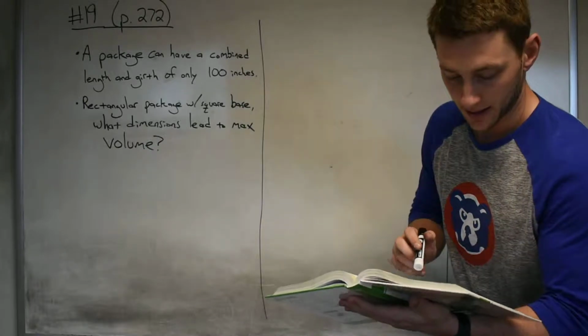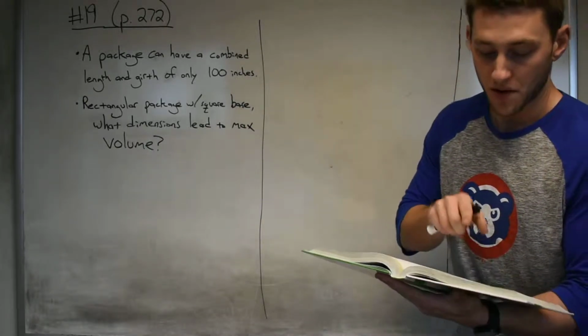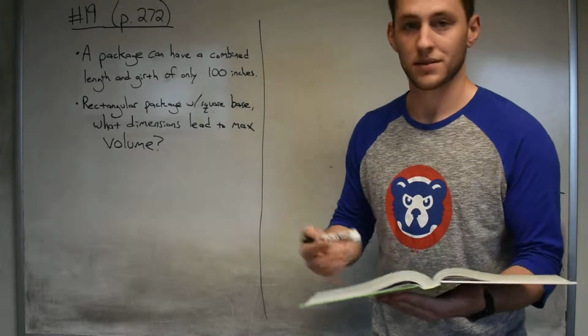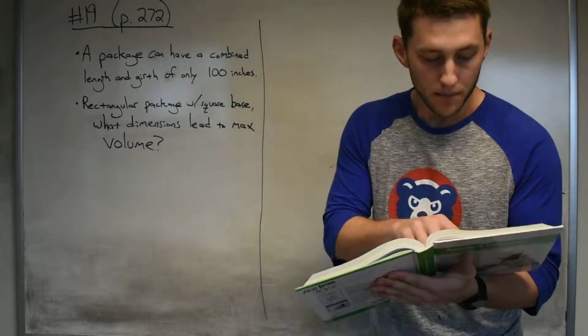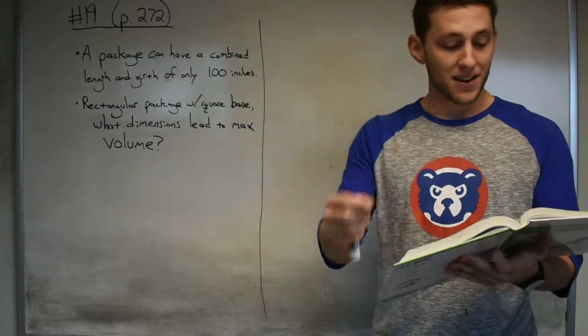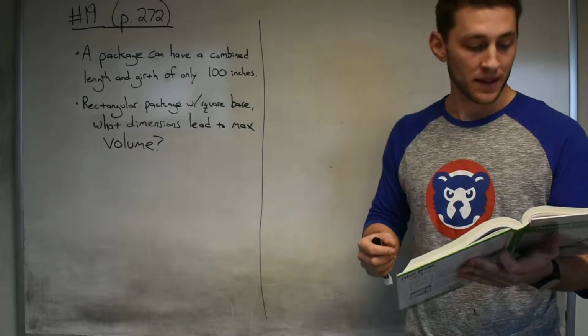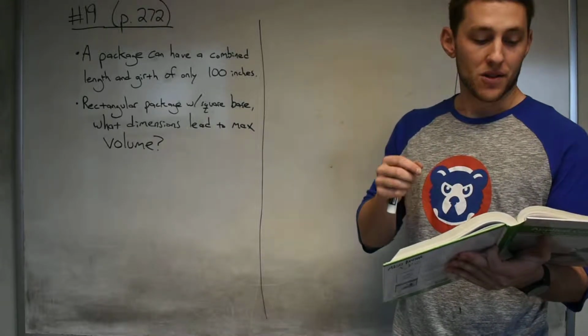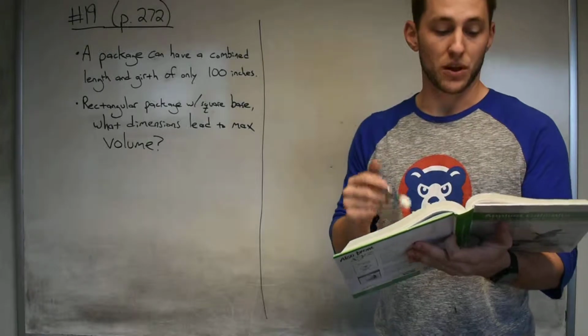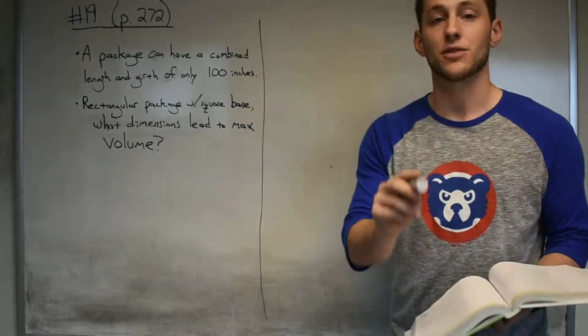Now let's read it. Number 19. Postal regulations specify that a parcel sent by parcel post, package sent in the mail, may have a combined length and girth, where girth is distance around, not exceeding 100 inches. If a rectangular package has a square cross-section, find the dimensions of the package with the largest volume that may be sent through the mail.